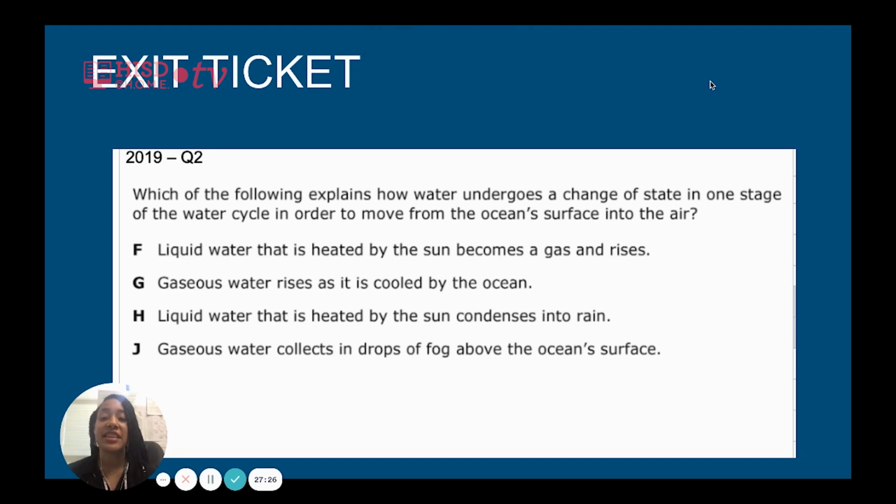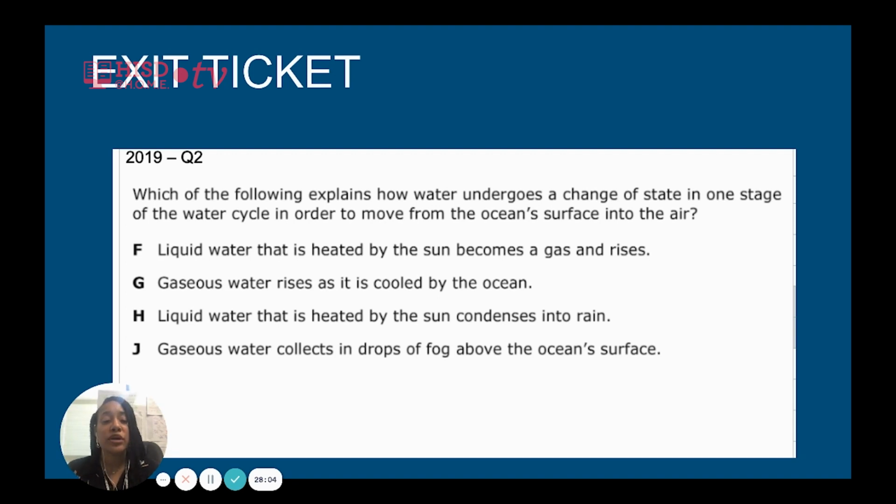The question that I have for you today: which of the following explains how water undergoes a change of state in one stage of the water cycle in order to move from the ocean surface into the air? All right, and we have 4 choices. The first choice is F, liquid water that is heated by the sun becomes a gas and rises. G, gaseous water rises as it is cooled by the ocean. H, liquid water that is heated by the sun condenses into rain. And then J, the gaseous water collects in drops of fog above the ocean surface.